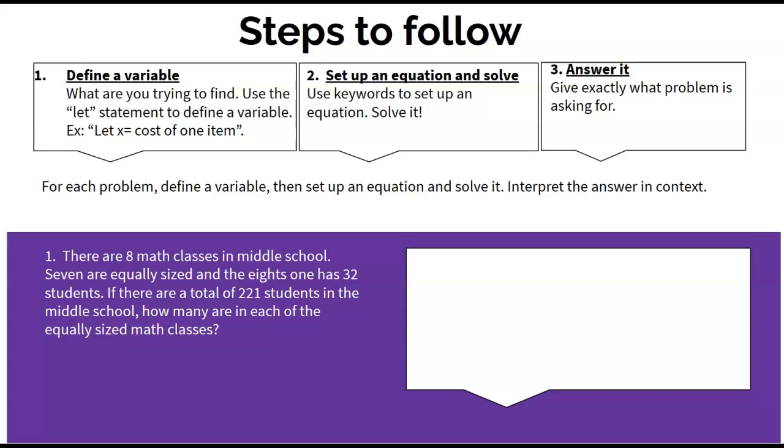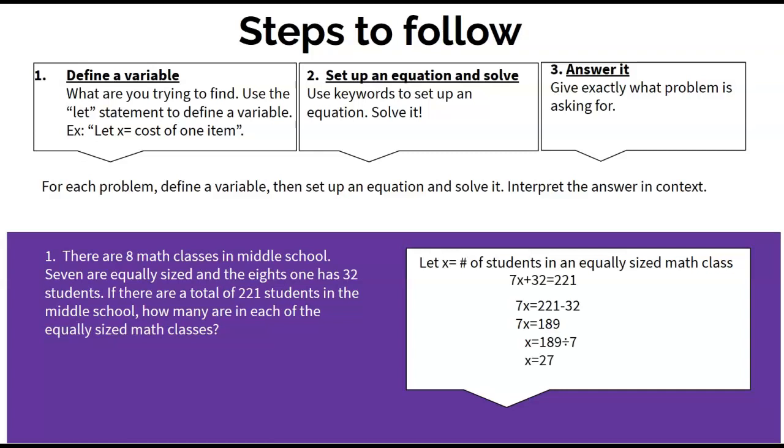sized math classes? So in order to define a variable, I want to reread the question itself. How many are in each of the equally sized math classes? And then I would say let x equals the number of students in an equally sized math class. Then I could set up an equation because 7 classes are equally sized and the 8th one has 32 students. So we're going to do 7 times x plus 32, that equals the total number of middle school students, which is 221.